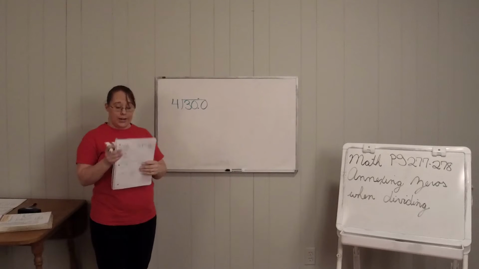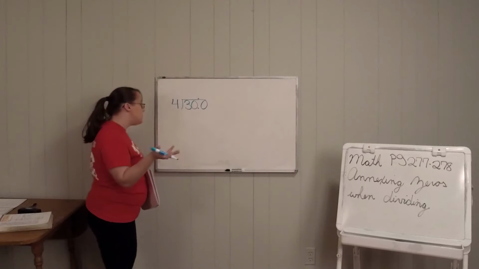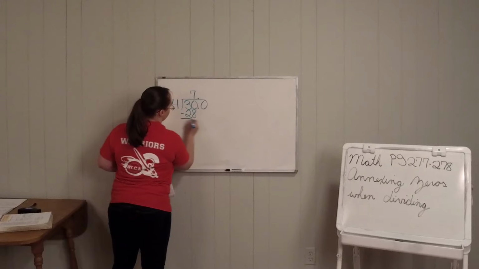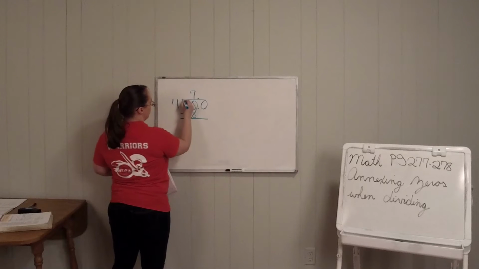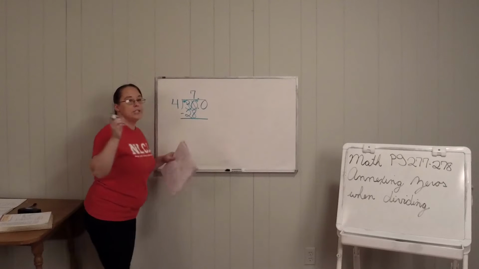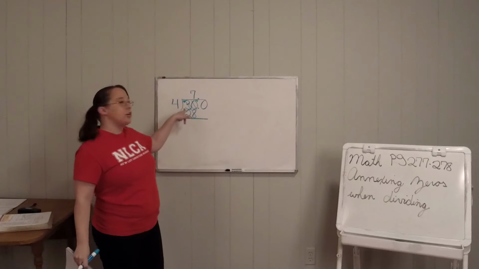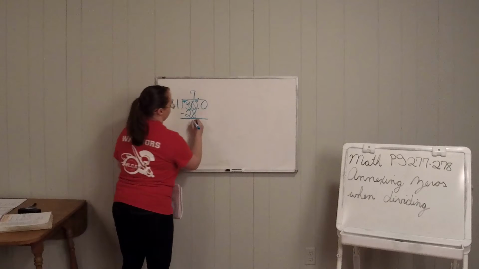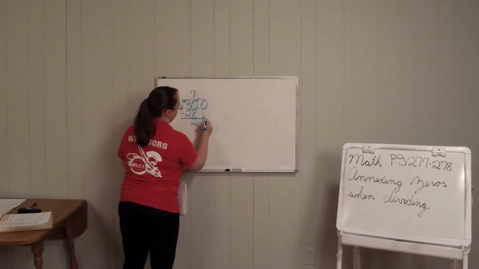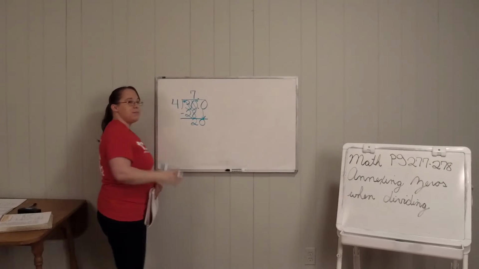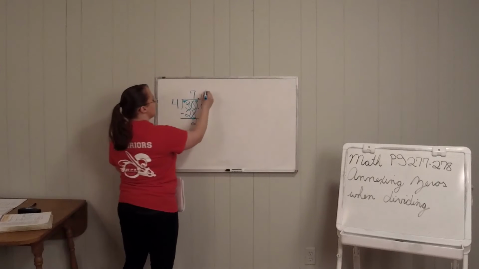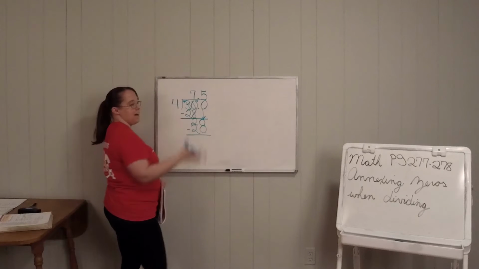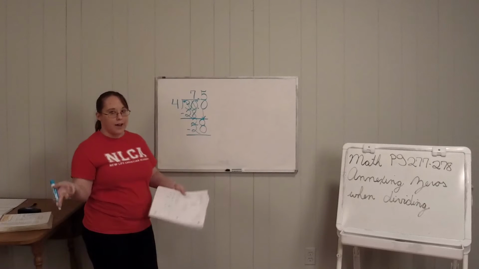So 4 can go into 30 how many times? 7. And that's 28. Then you subtract just like normal. Please do not forget to borrow a cup of sugar from your neighbor. Okay? 10 minus 8 is 2. Bring down the 0. 20. How many times does 4 go into 20? It's 5 times. So your answer would be 7 and 5/10, 7 decimal 5.